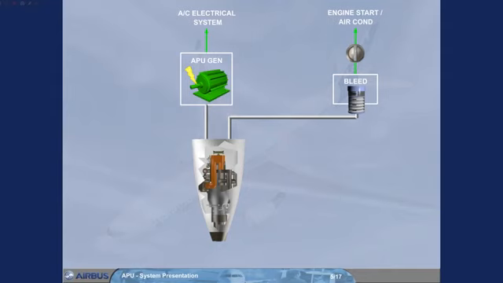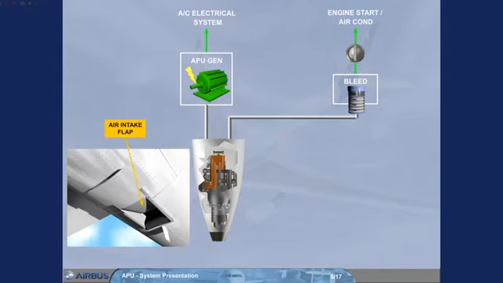The APU has an electrically operated air intake flap, which, when it is opened, brings external air to its compressor inlet. Now, we will see how information is presented to the pilots.